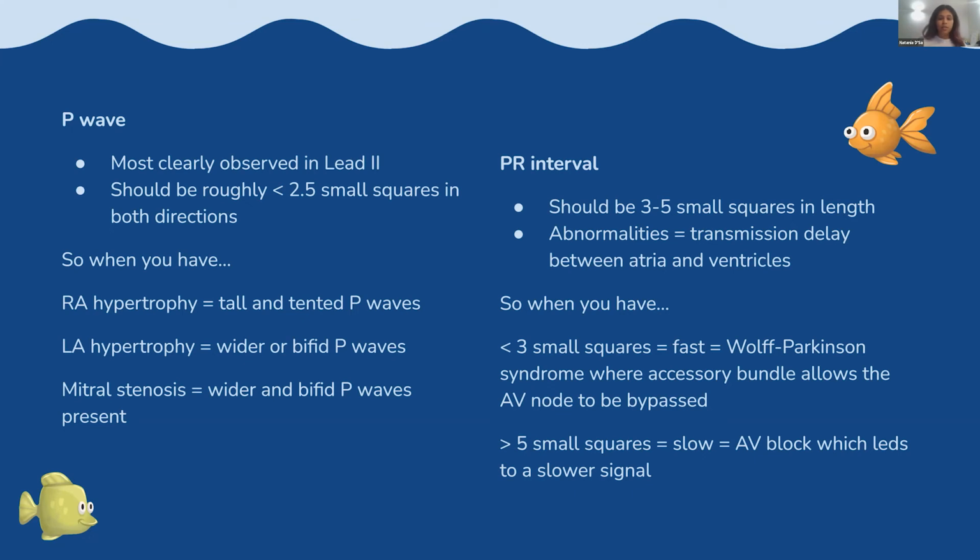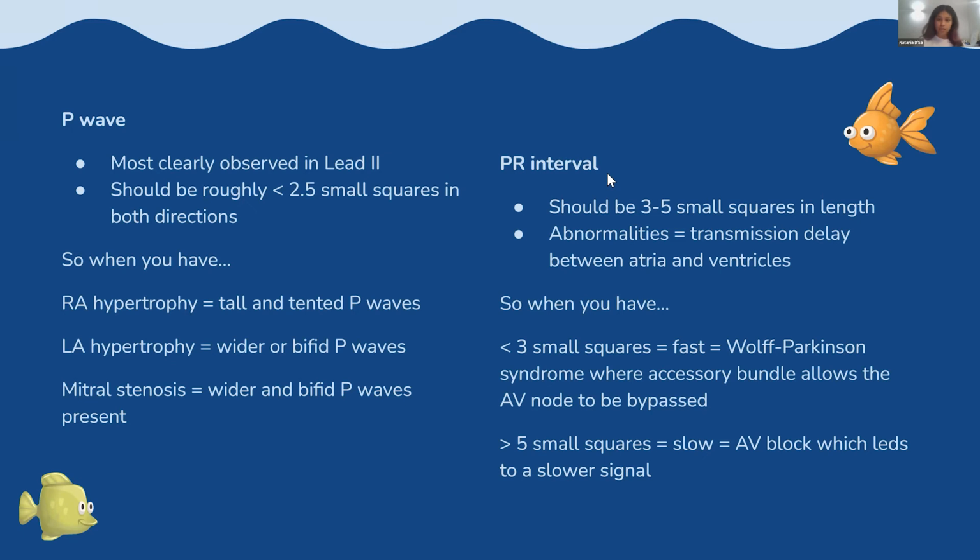So when you have less than 3 small squares, that means we're going too fast, and that's classified as Wolff-Parkinson-White syndrome because there's an accessory bundle that's allowing the AV node to just be skipped, and that's what's keeping it out of time and speeding the process up. Whereas if you have more than 5 small squares in length, that means we're going slower than we're meant to, and that's just because there's an AV block that's leading to a slower signal.